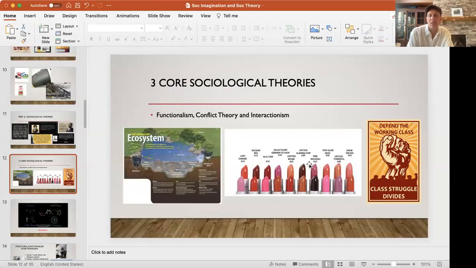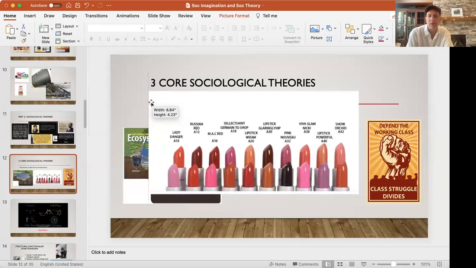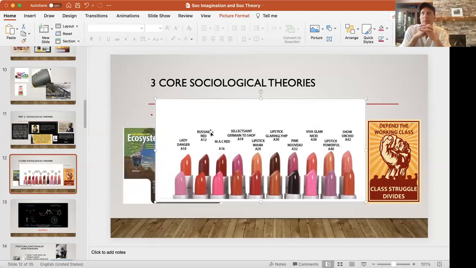And then the micro level theory is symbolic interactionism. I use an example here. I was in a drugstore waiting in line one day, looked over and saw all the different language for lip gloss or lipstick.